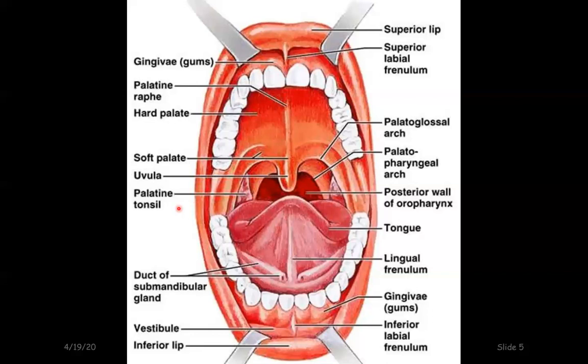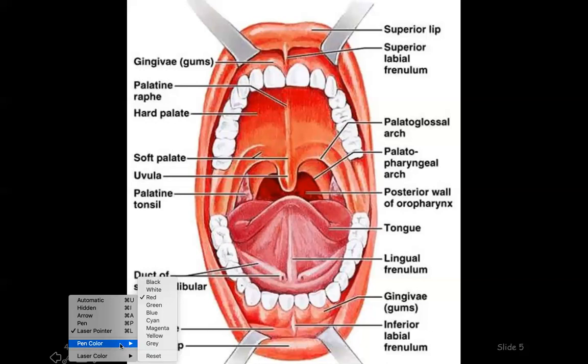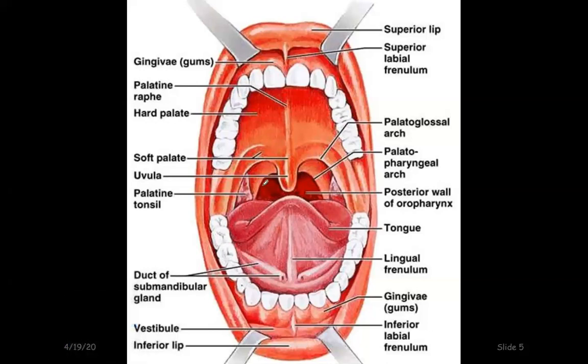One thing that's not illustrated on this picture, but is described in your lab manual, is the fauces. So the fauces is from the Latin for the throat, and it's the opening into the pharynx. So all of this right here would be the fauces. It's bound by the soft palate up here, and by the tongue, and by the pharyngeal arches. So that's the fauces.